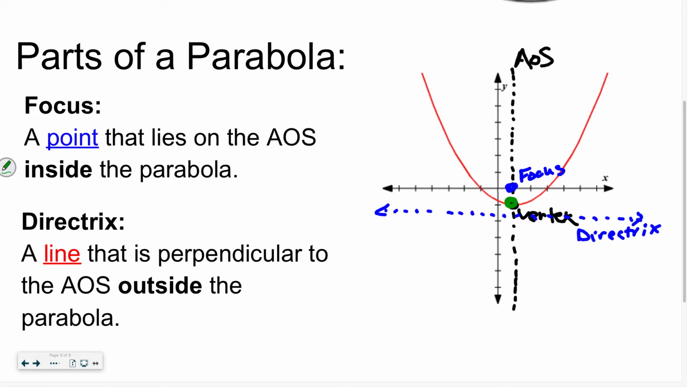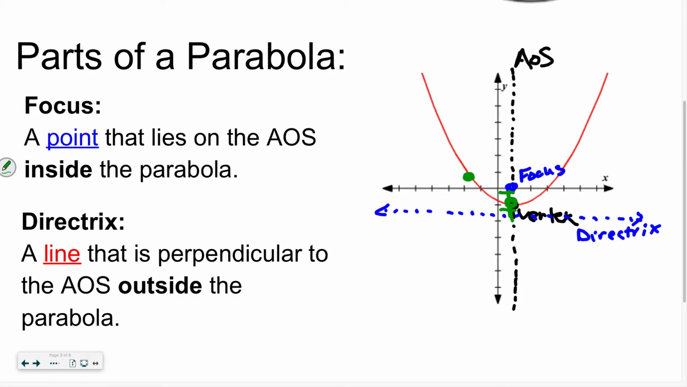I pick the vertex. How far away is it from the focus? 1 unit. How far away is it from my directrix? 1 unit, although my directrix is a little sloppy there. Okay, so they have equidistance. I'm going to mark them like with the congruent tick marks in geometry. If I pick any other point on this red curve, that also has to be true.